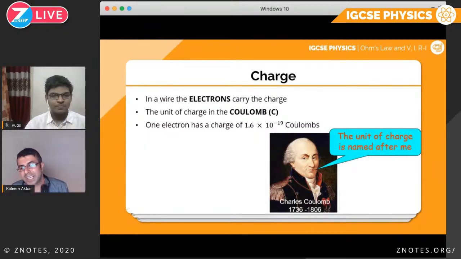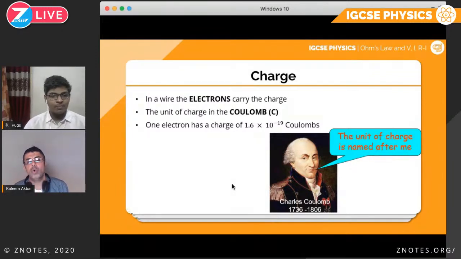In other words, what I'd like you to understand is, imagine a train carriage going around the circuit. The carriage is a coulomb. Inside the carriage, there's lots and lots of electrons. Now, why am I explaining it this way?